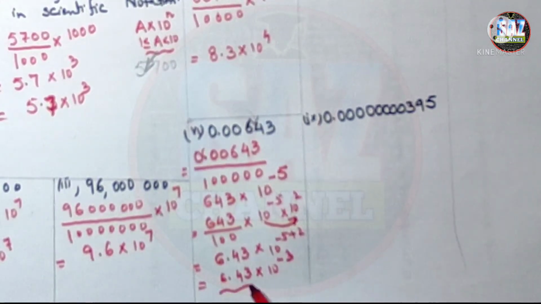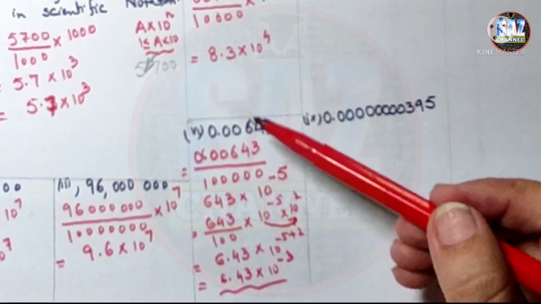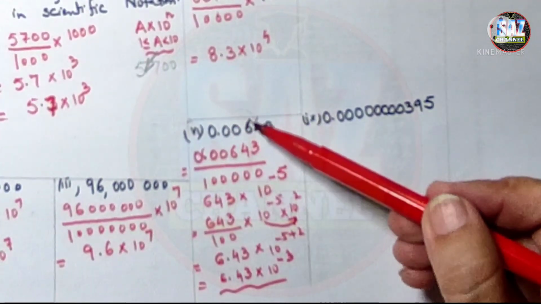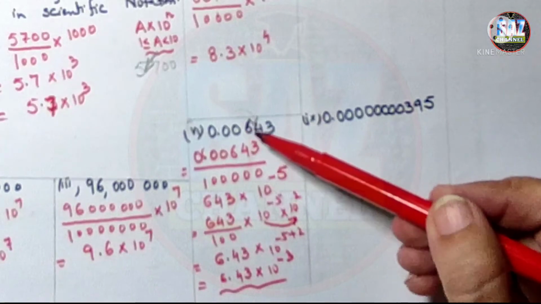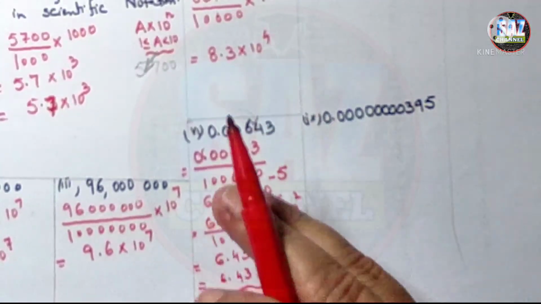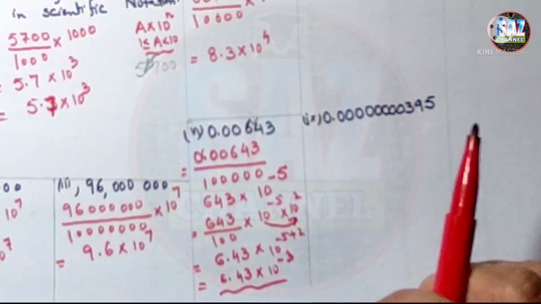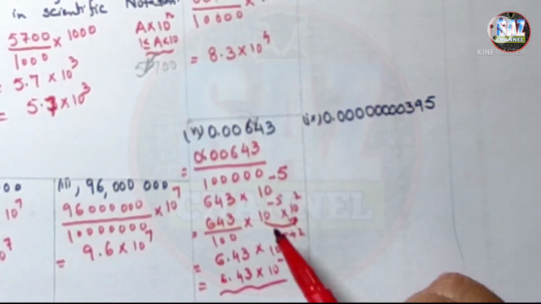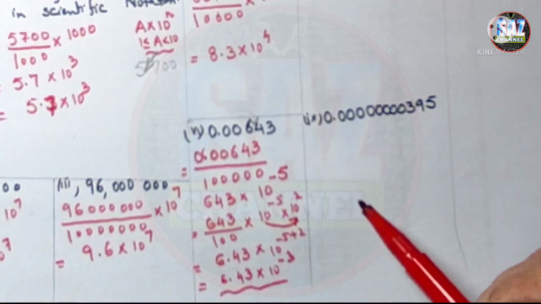And let's confirm the trick as well. The trick was saying that I have to move the decimal right in between 6 and 4. So how many moves? 1, 2 and 3 moves towards right. So 6.43 multiplied by 10 raised to power minus 3.